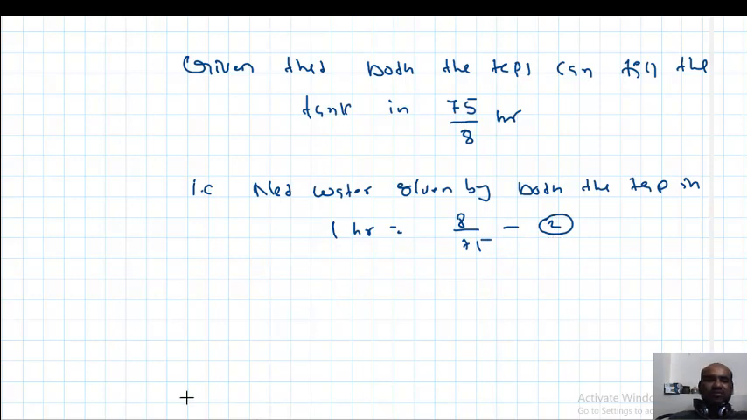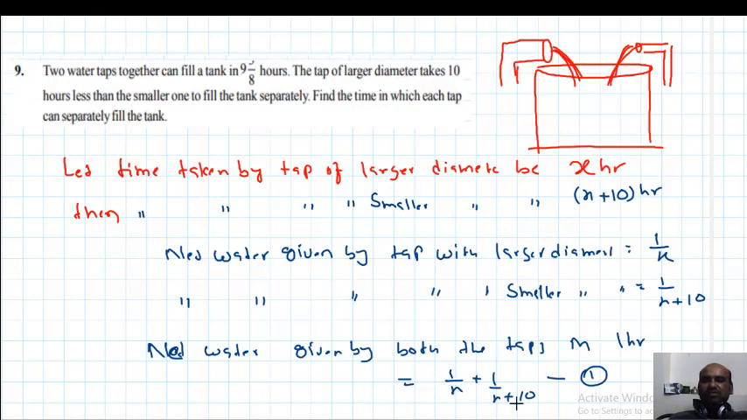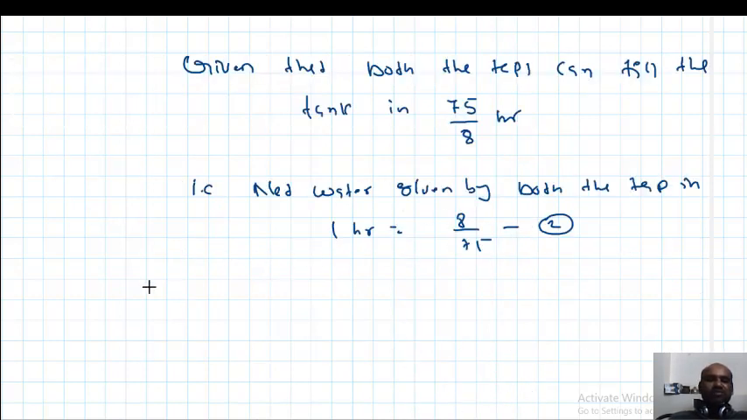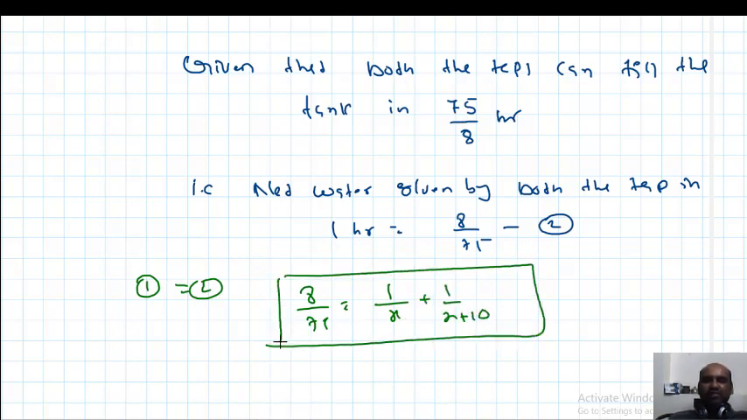This is second. 1 and 2 are same, no? Observe here. This is the net water given by both the taps in 1 hour. 1 equal to 2. Means 8 by 75 equal to 1 by x plus 1 by x plus 10. That's all. Now we need to solve this equation. That is not a big problem.